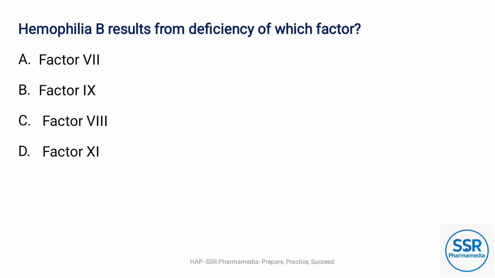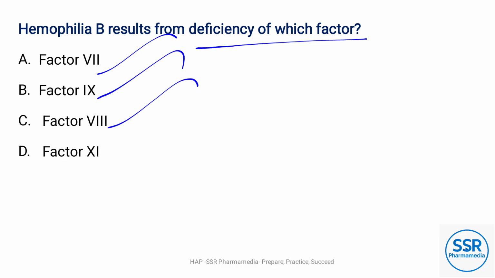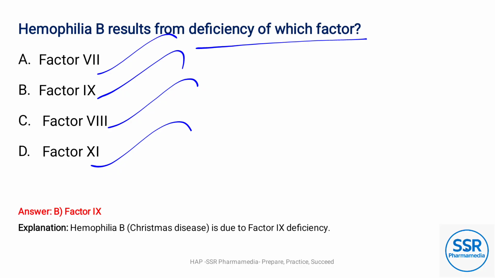Hemophilia B results from deficiency of which factor? Factor 7, factor 9, factor 8, factor 11. The answer is option B, factor 9. Hemophilia B, Christmas disease, is due to deficiency of factor 9.